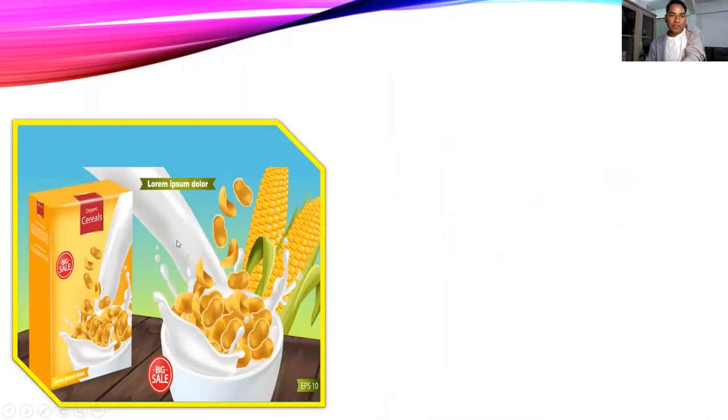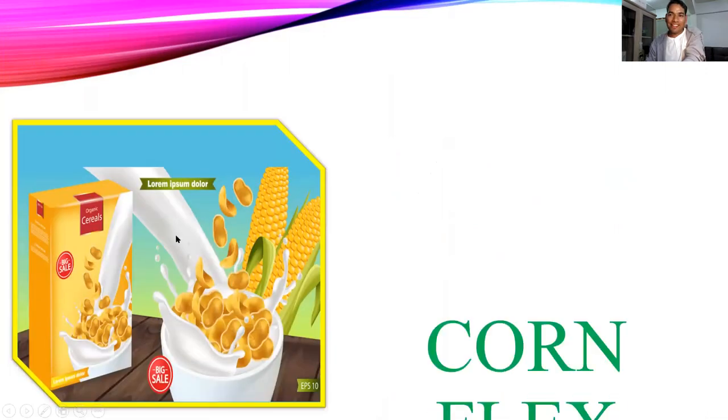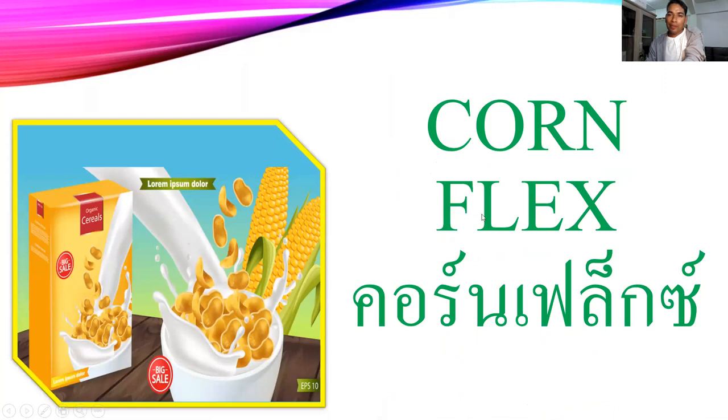What picture is this? Yes. You eat cornflakes. The spelling is C-O-R-N-F-L-A-K-E-S. Cornflakes. You can read the Thai. See this picture for more understanding. This is healthy or unhealthy? Healthy food. Very good.